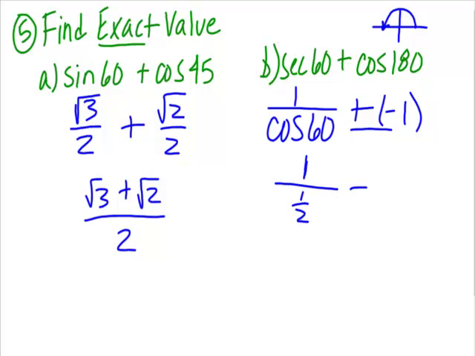When I take plus and minus, I get -1. 1 over half is really what's the reciprocal of a half, which is 2, and 2 minus 1 is 1. Done.